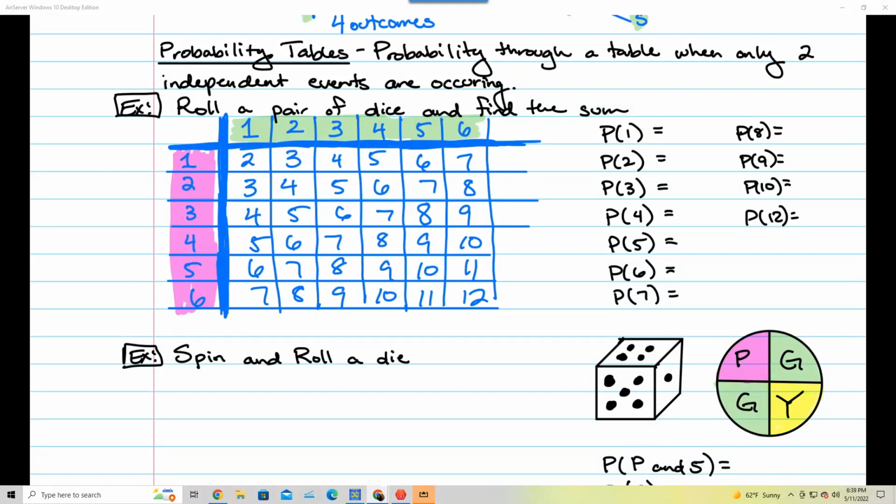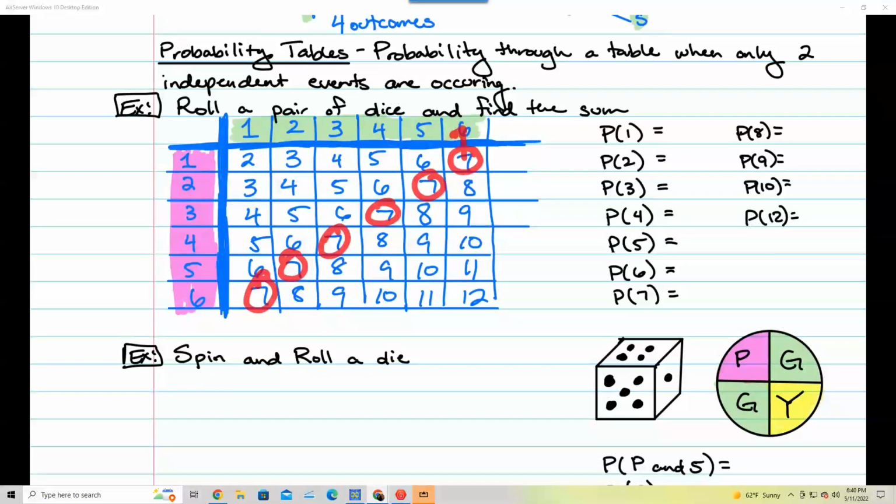The other hard number to get is a 12. It is very, very difficult to get a 12. The only way you can roll a 12 is if you get a 6 and a 6. The easiest number to roll is a 7 because there's many ways of getting a 7. You can get a 7 like this, or this. Look at all those ways of getting a 7.